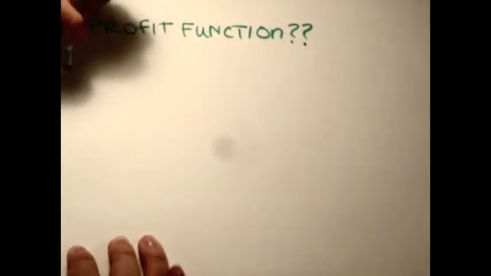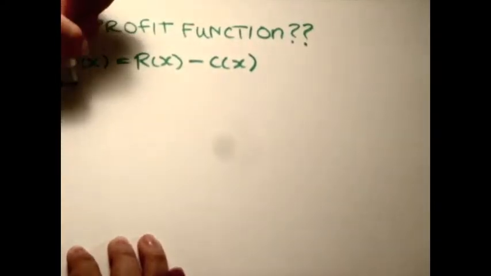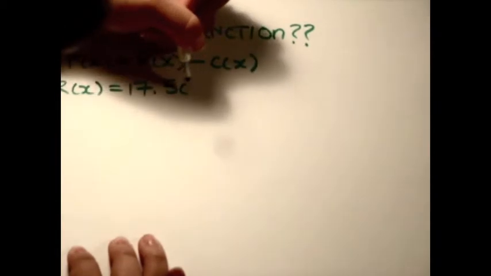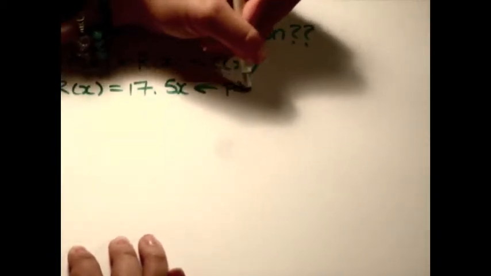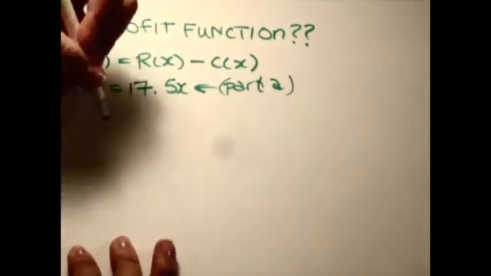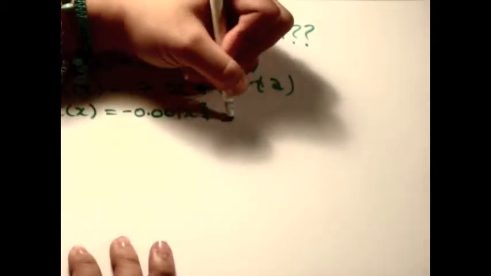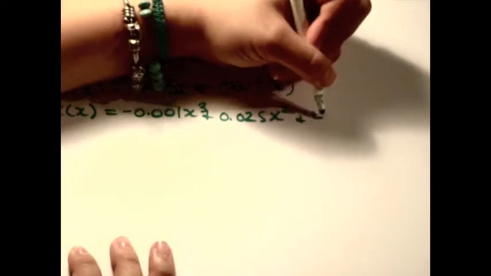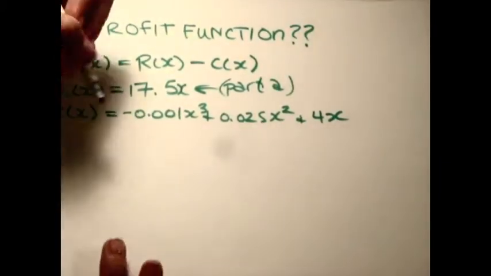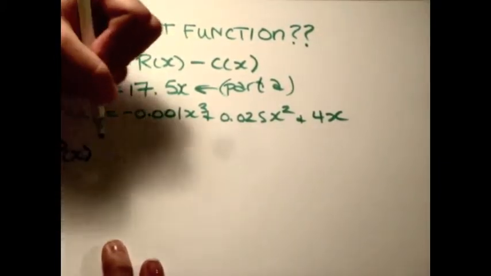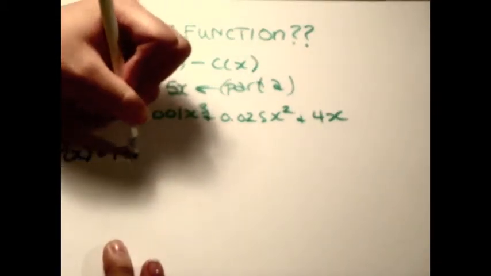So part C of our problem asks us to solve for the profit function, which we already talked about, as it's notated by big P of x, which equals R of x, our revenue function, minus C of x, our cost function. The difference gives us our profit. So we know our R of x, our revenue function, is 1750x, which we solved in part A. And we know that our C of x is negative 0.001x cubed plus 0.025x squared plus 4x, as it's given to us in the problem.